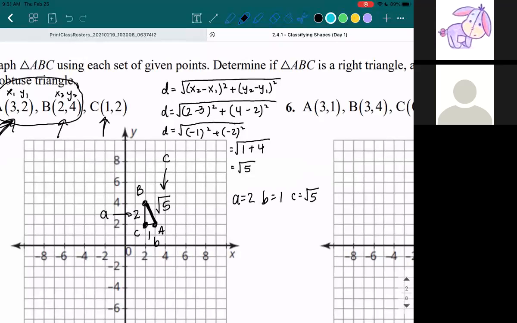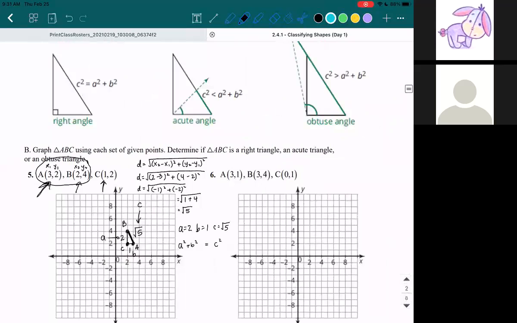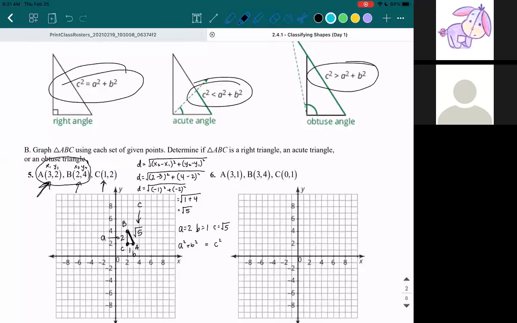So we're going to plug it into the formula. And our formula is A squared plus B squared. And then we're going to compare that to C squared. I'm just going to use the equal sign here. We don't know if it's equal yet. But remember, if A squared plus B squared is equal to C squared, then we have a right triangle. If C squared is less, we have an acute triangle, and if C squared is greater, we have an obtuse triangle. So let's see which one we get.